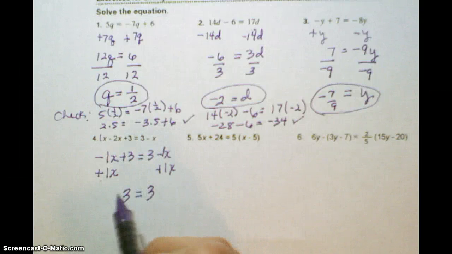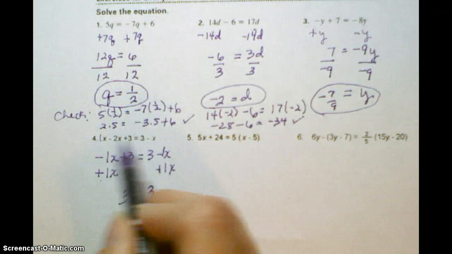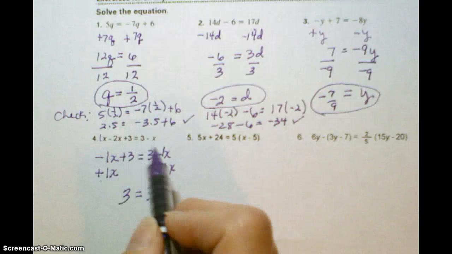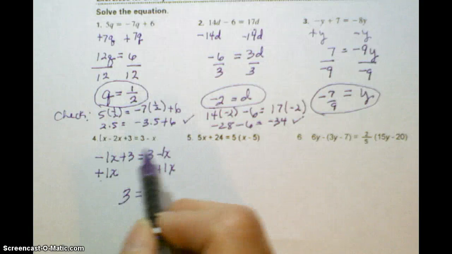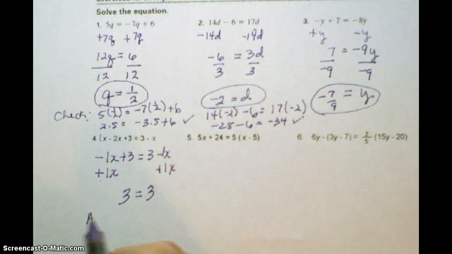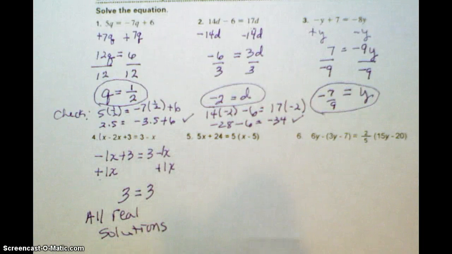That means no matter what I would put in for x in the original equation, my sides are always going to be balanced. I could put in a whole number, a decimal, a fraction, an integer. Whatever I put in there, I'm always going to get a true statement. That means all real solutions. All real numbers would be solutions for x.